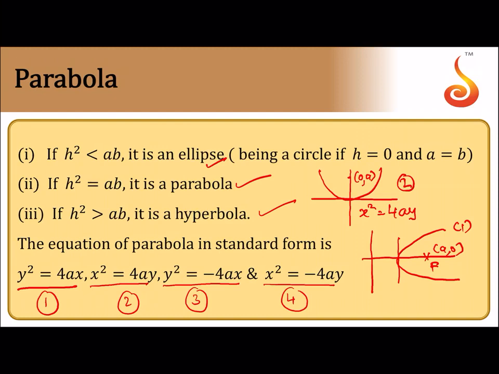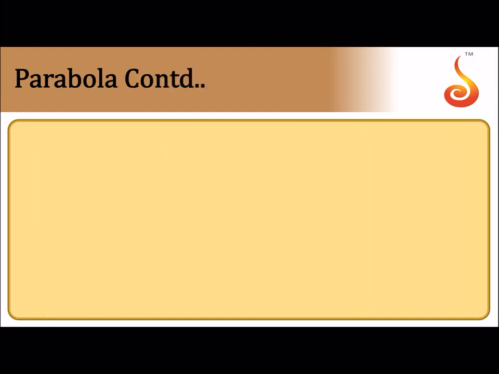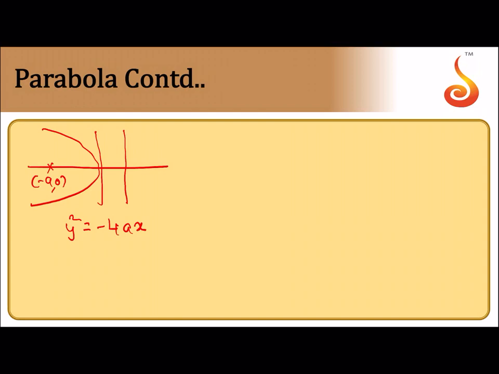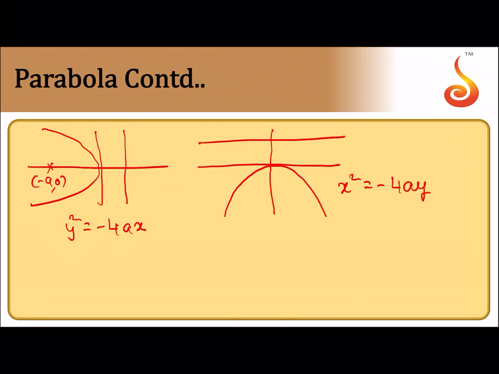The remaining two are y square equals minus 4ax and x square equals minus 4ay. y square equals minus 4ax will be reversed like this, with focus minus a, 0, when a is positive. Similarly, if you draw the reverse of it, this is the directrix. So this gives x square equals minus 4ay, symmetric about the y-axis. The focus coordinates are 0, minus a. The directrix is y equals plus a. Here the directrix is x equals plus a.